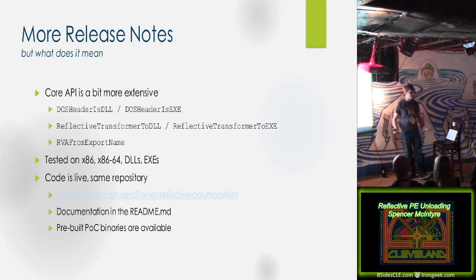You can get that however you want, but for convenience, I provide the RVA from export name, which takes that blob, and you can give it an ASCII name like DLL main, and it's going to find the appropriate value to then pass up into the reflective transformer. You don't have to worry about parsing it out yourself, because it's kind of a pain.